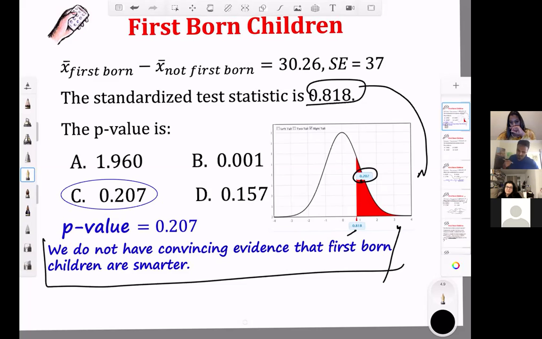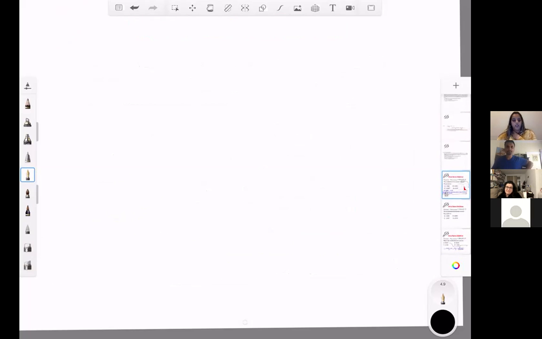So we do not have convincing evidence that the firstborn children are smarter. That's good. So probably the middle child is the smart one. If we have the complement, you're applying the complement. Exactly, reverse set.